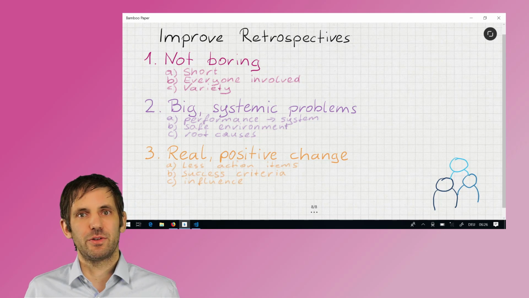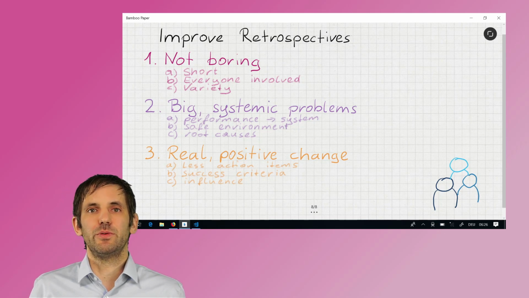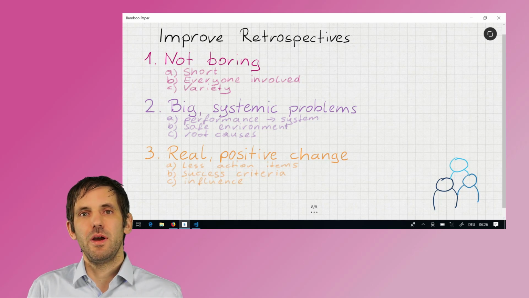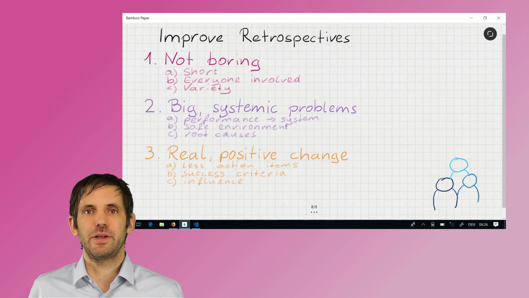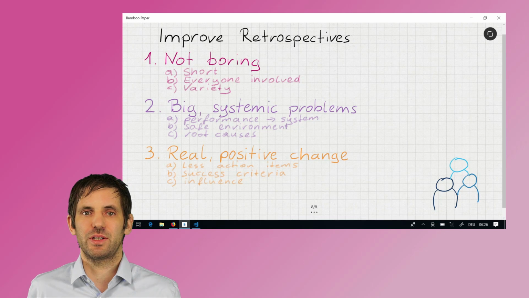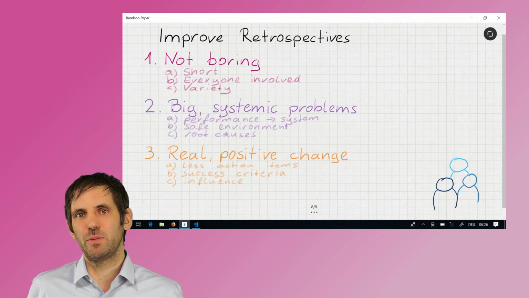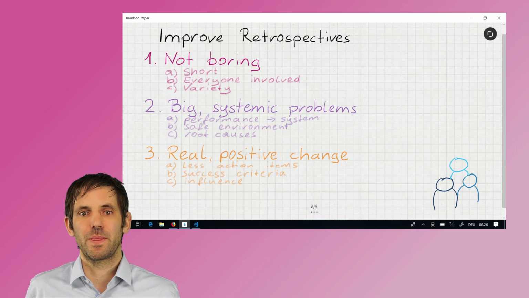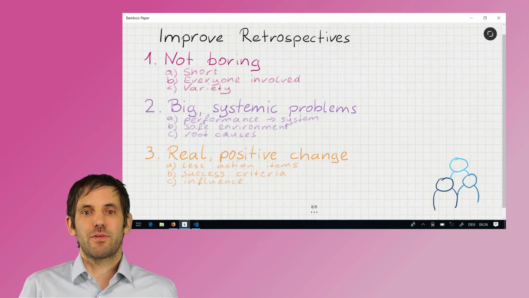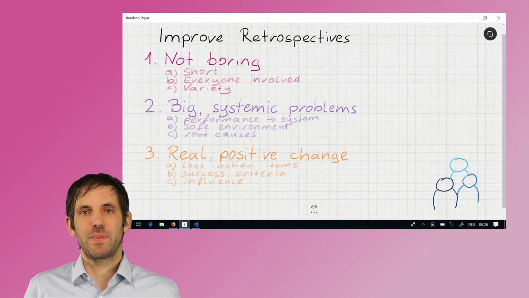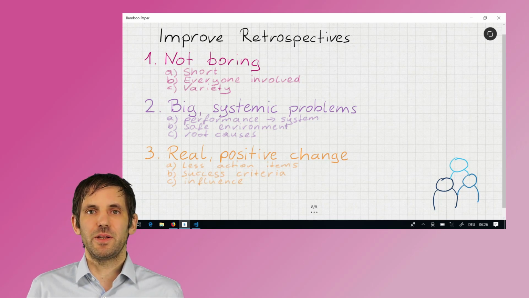And when you have retrospectives that result in real positive change, because you have less action items, because you define success criteria for each action item and measure success, and because you use your influence to find people who can help you solve your problems. When you have all these 3, then people will start to enjoy retrospectives again. They will participate more, and the whole team will benefit.